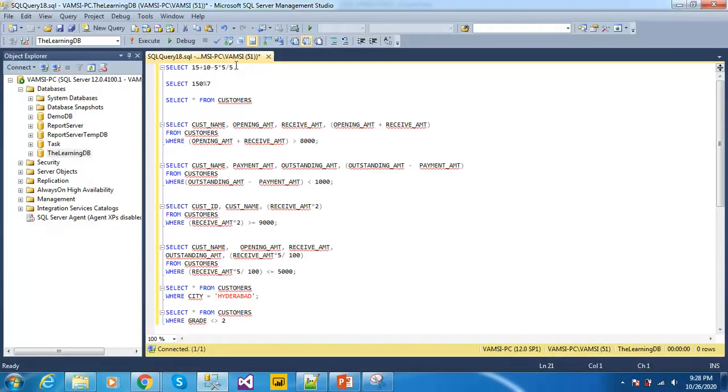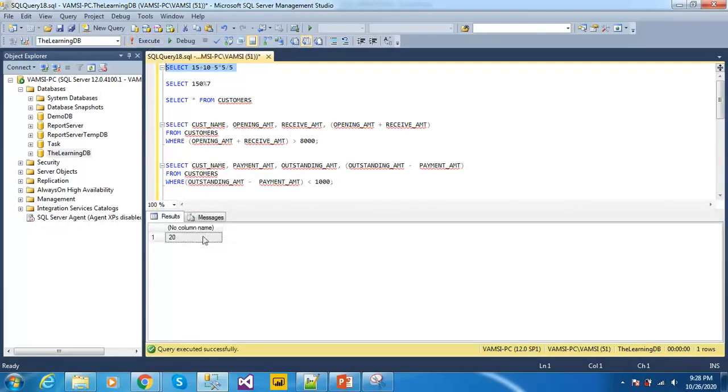I have a select statement with a general expression: 15 plus 10 minus 5 multiplied by 5 and divided by 5. Let us execute this query and see what the output is. I have got an output of 20 for this expression. Now let us select 150 modulo 7. What will be the output? We have the output 3.